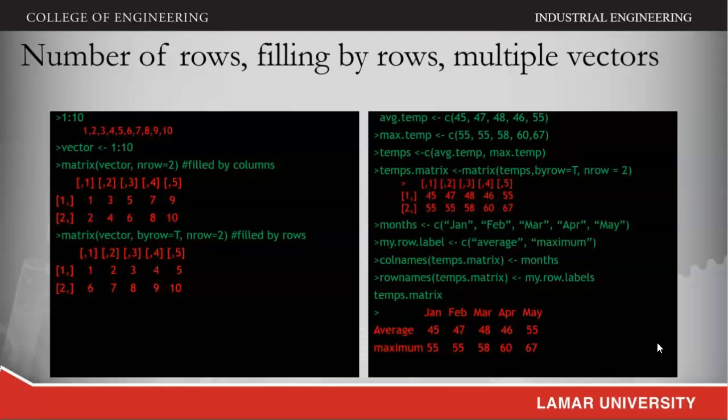If we specify that we're going to fill the matrix by row, and that's a parameter in the matrix statement, then that means that the matrix will be filled by row, and in that case the first row will read 1, 2, 3, 4, 5, and the second row will read 6, 7, 8, 9. So let's do just that.